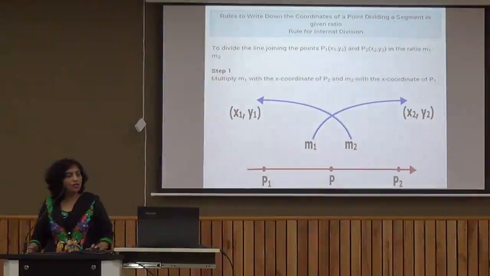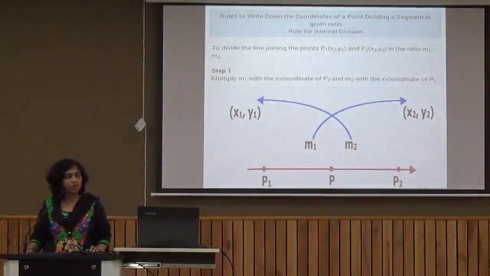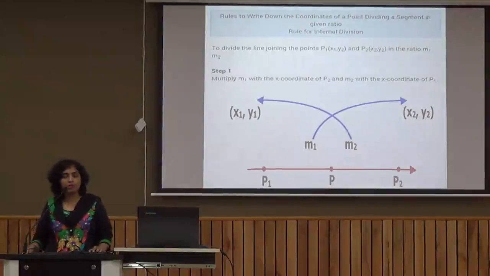Let's see how we do it. Rules to write down the coordinates of the point dividing a segment in the given ratio. To divide the given points P1 with the coordinates x1, y1 and P2 with the coordinates x2, y2 in the ratio m1 is to m2, what do we do?